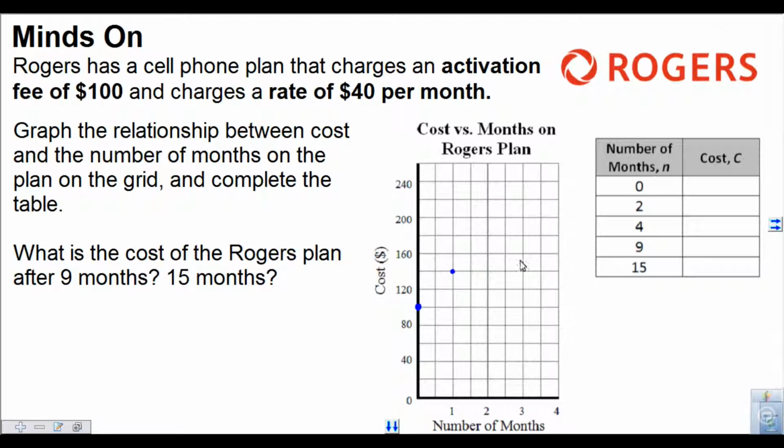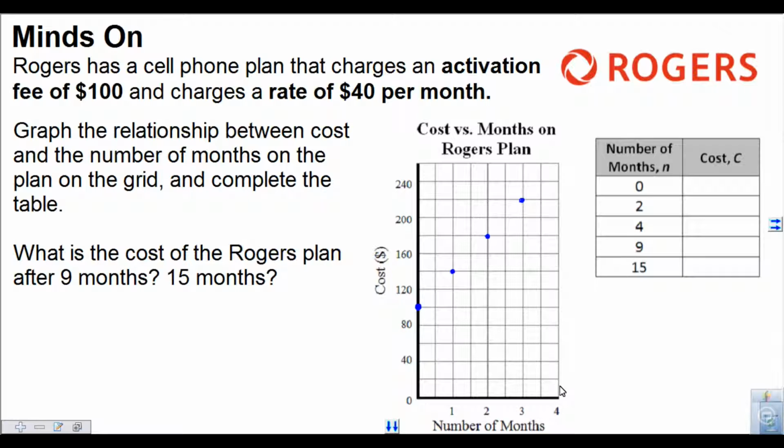right here. Now, after 2 months, you could say you did 40 per month for 2 months, so that's 40 times 2, so that's $80 plus the $100, so that's $180 in total. Now after 3 months, that's $40 a month for 3 months, so that's $120 plus the $100 for a grand total of $220.